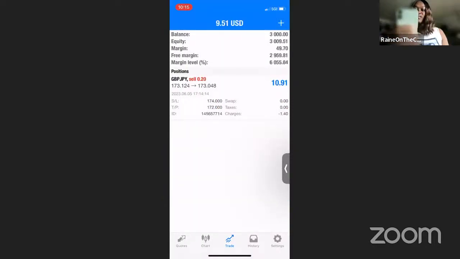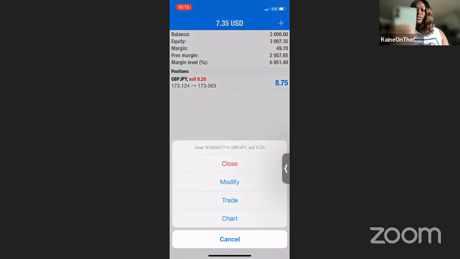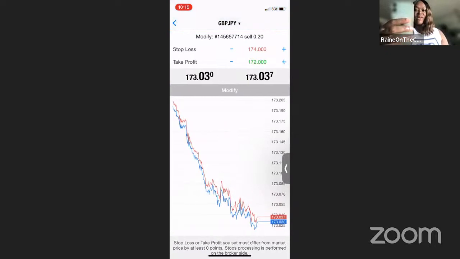Another way to do it is if you press and hold, the options will come up there as well. But let's say we're deep in profit. We have like $100 and we want to take 50 of those dollars, right? You can hit modify. You can modify the trade.